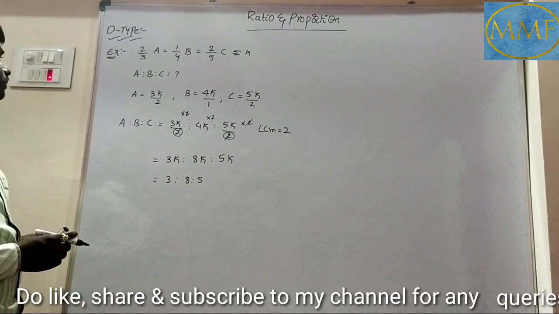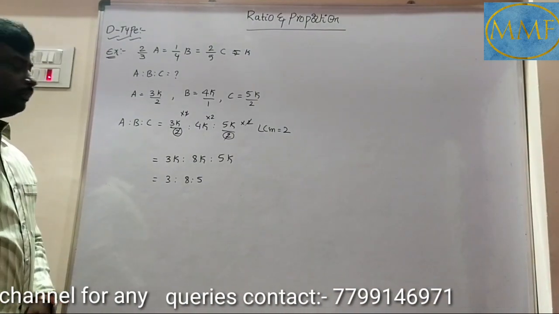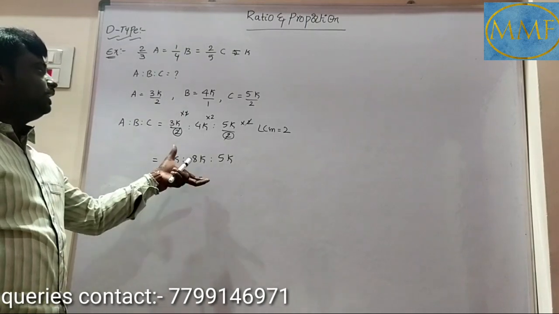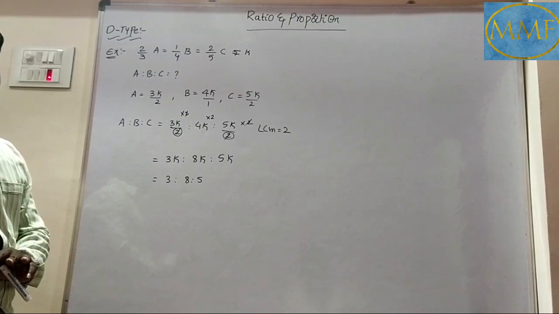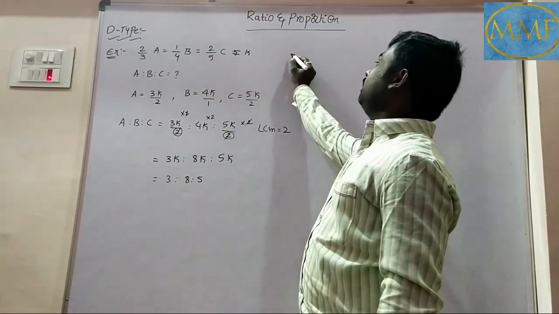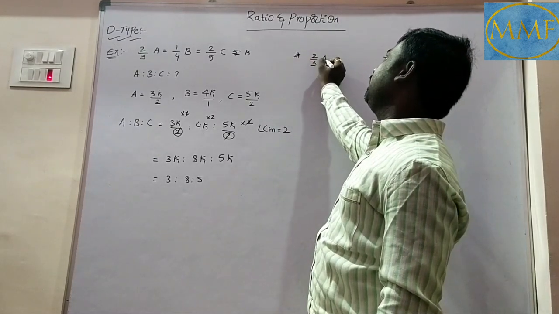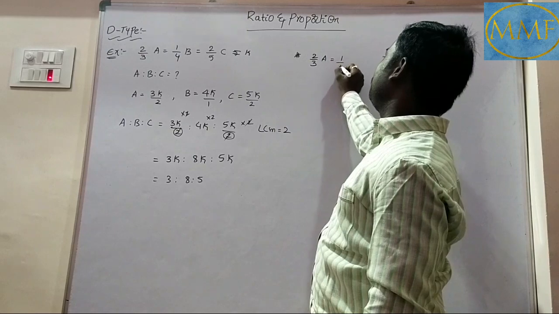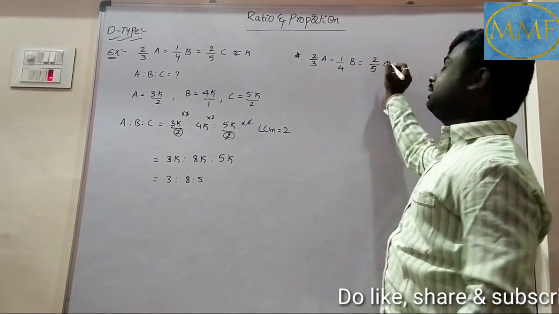Okay. So 3 is to 8 is to 5. This is a little bit time taking. But what is the logic? We can get the answer within a short time. Now see here, very simple. You have the example 2 by 3a is equal to 1 by 4b is equal to 2 by 5c.